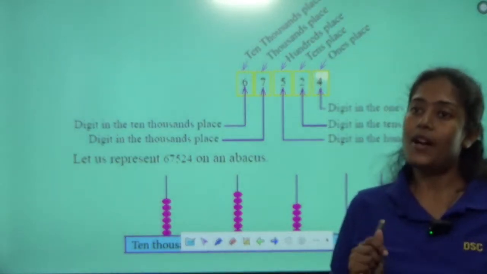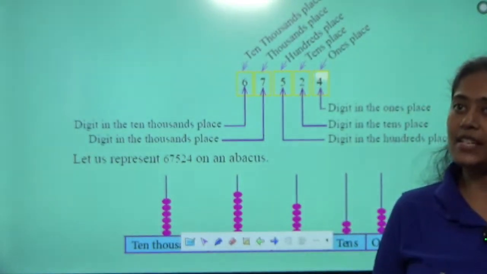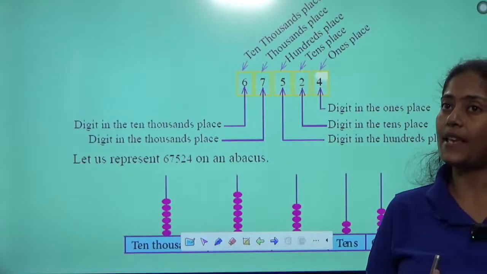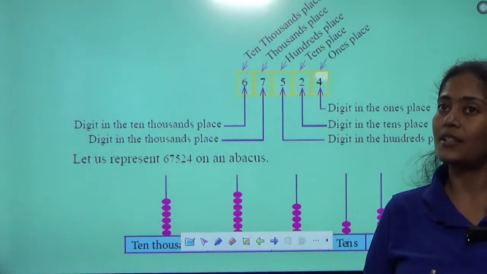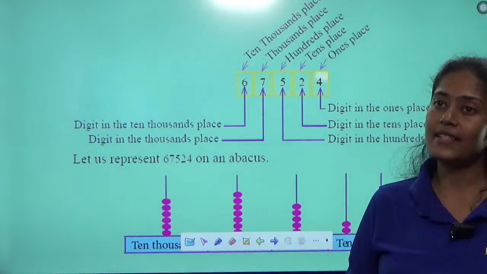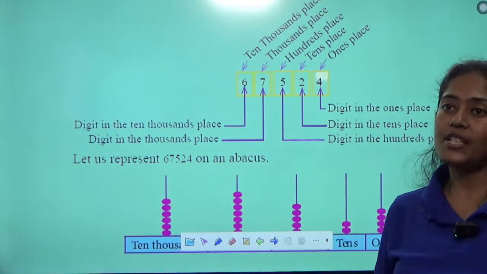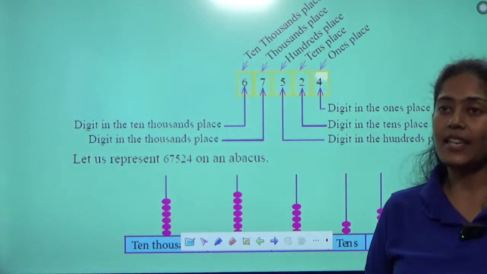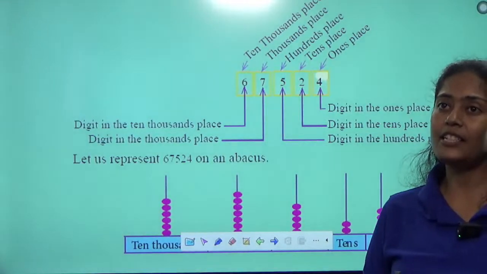Next one. What is the value of the digit in the tens place? How much? 20. Yes, that's correct. Next one. What is the value of the digit in the hundreds place?